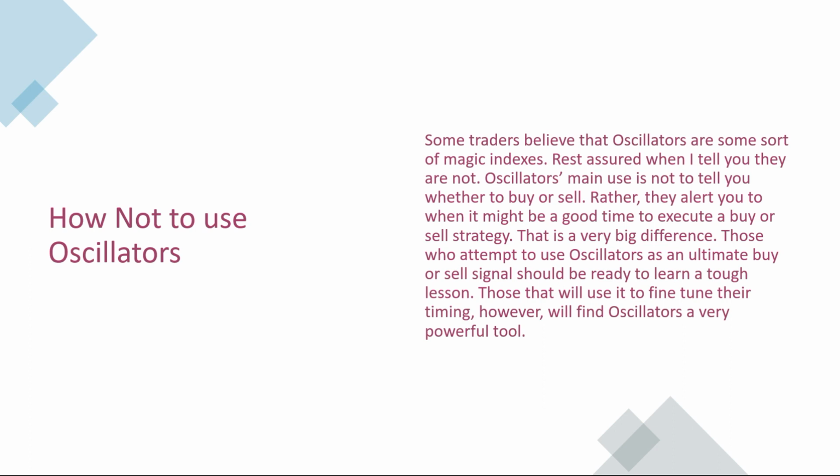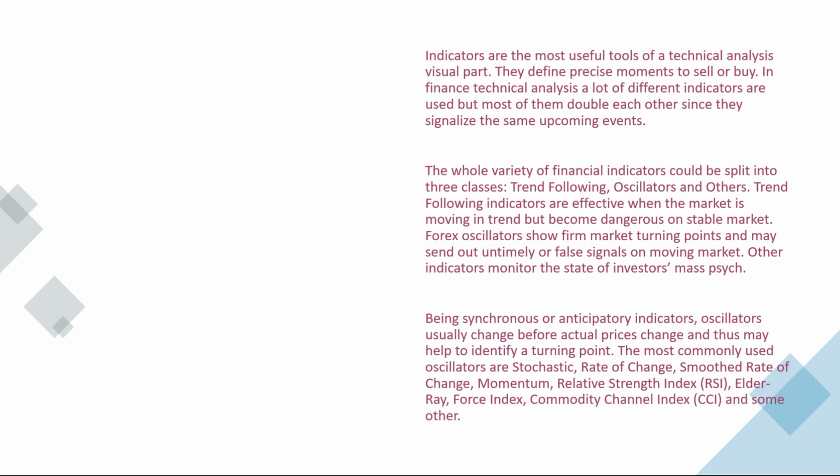So those who attempt to use oscillators as an ultimate buy or sell signal should be ready to learn a tough lesson. Those who use them to fine-tune their timing, however, will find that oscillators are a very powerful tool. If we think of technical indicators as exactly what the word is, indicators indicate something. They don't tell you to do something.